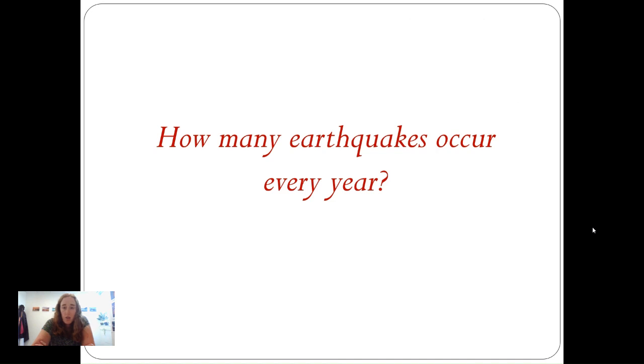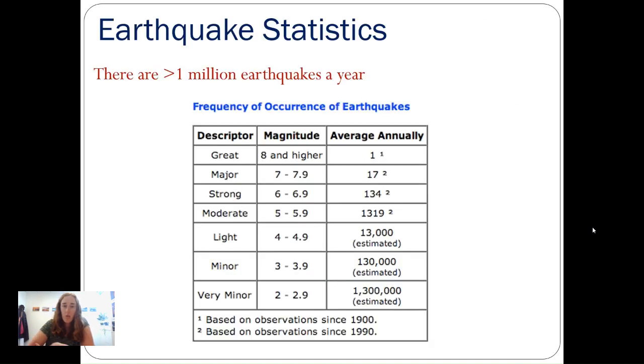So let's talk about how many earthquakes occur every year. In the lab that you'll be doing with the earthquakes section of this course, we'll have you go to a website and analyze how many earthquakes happen in a given day. But if we're looking at the number of earthquakes that happen every year, there are more than 1 million earthquakes every single year. Most of them are small. They're considered minor, so there might be about 1.3 million of those. That's an estimated number each year.